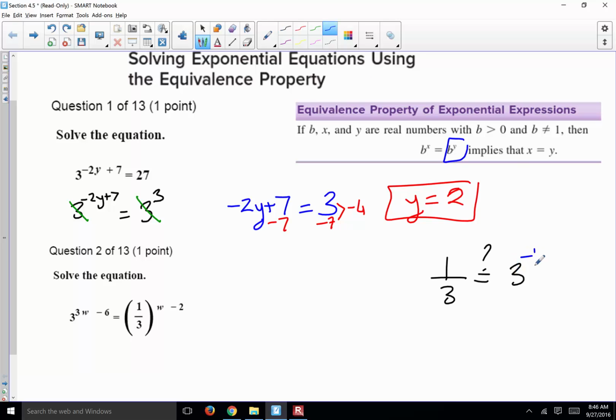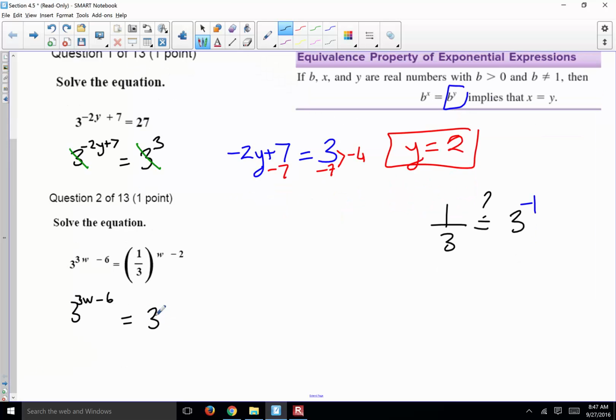1 over 3 is 3 to the negative 1. Or 3 is 1 over 3 to the negative 1. That's 3. Okay? But this makes more sense. I want to change. We don't like fractions. Change this into a power. So the left side, still nothing required. On the right side, I will make this parentheses 3 to the negative 1.